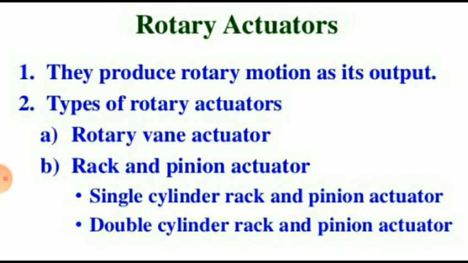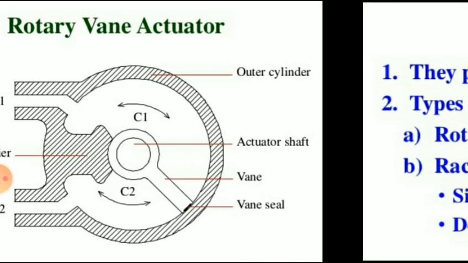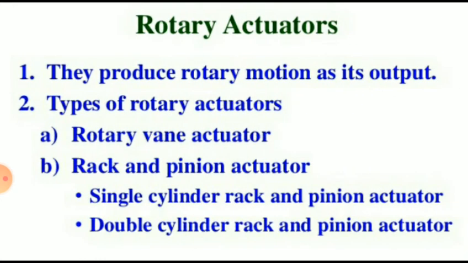The next category of hydraulic actuators is rotary actuators. A rotary actuator is a device that converts hydraulic energy into rotational motion. The rotational motion may be limited rotation or continuous full rotation. The former is called a limited rotary actuator and the latter is called a hydraulic motor.